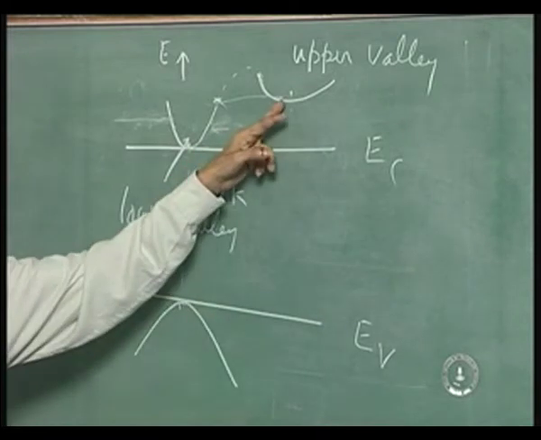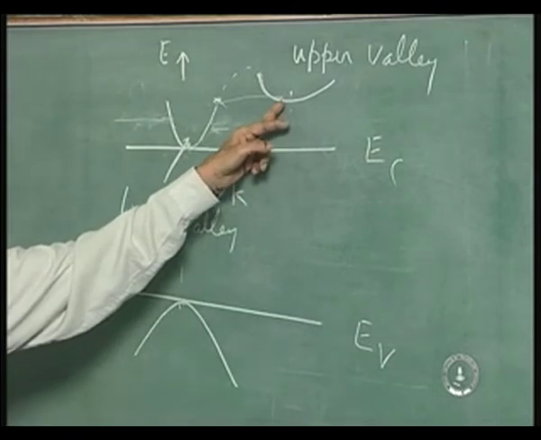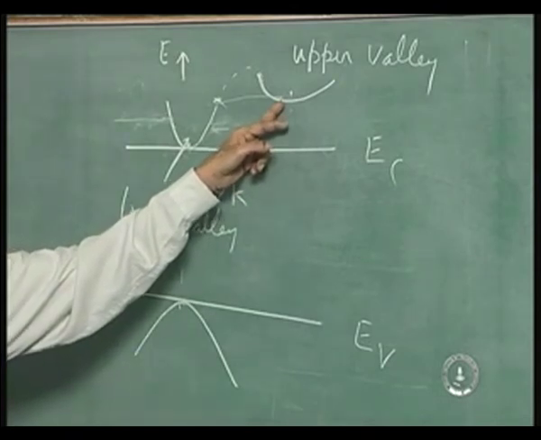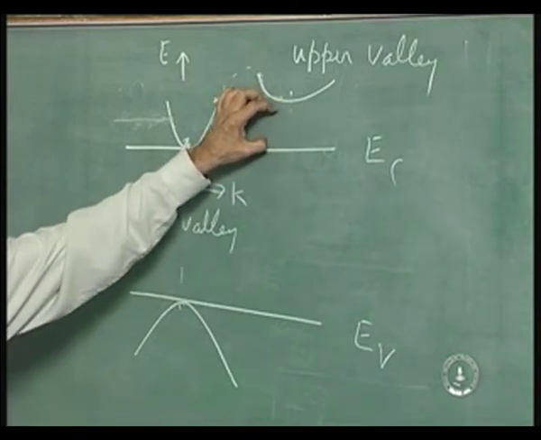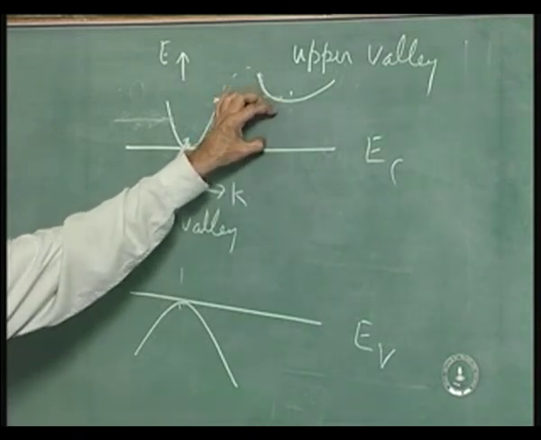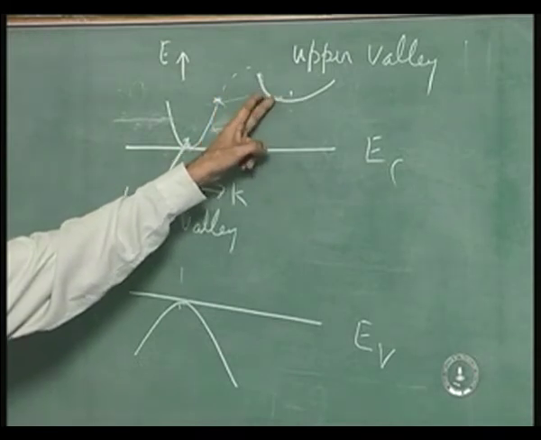And the mobility here is almost closer to that of silicon, because the effective mass is closer to that of silicon. And once it is transferred here, if you increase the electric field further, it behaves like in silicon, the saturation velocity occurs here.